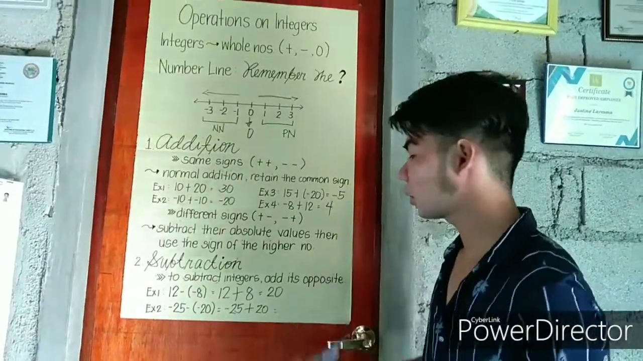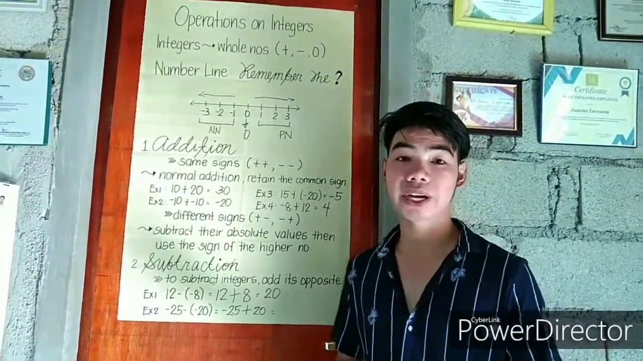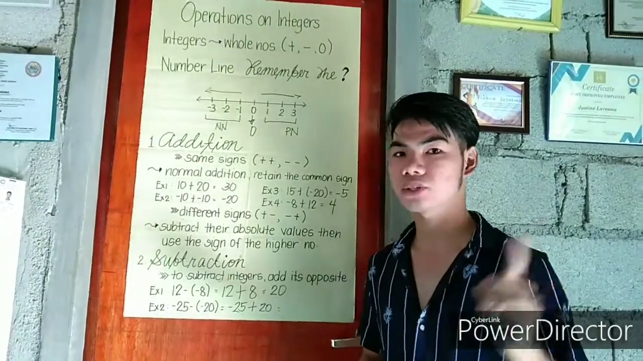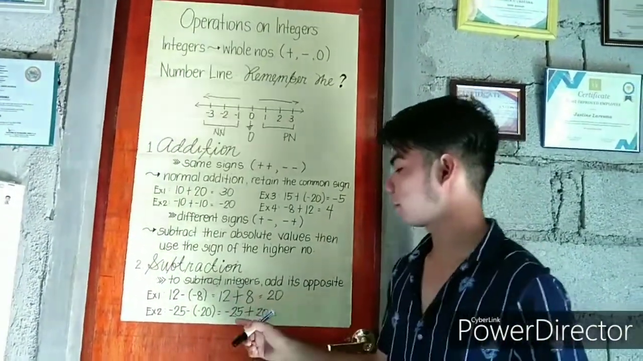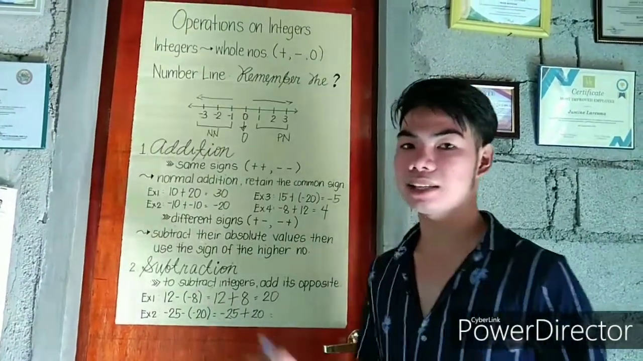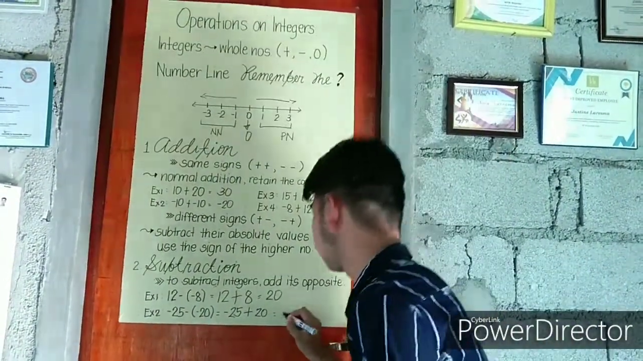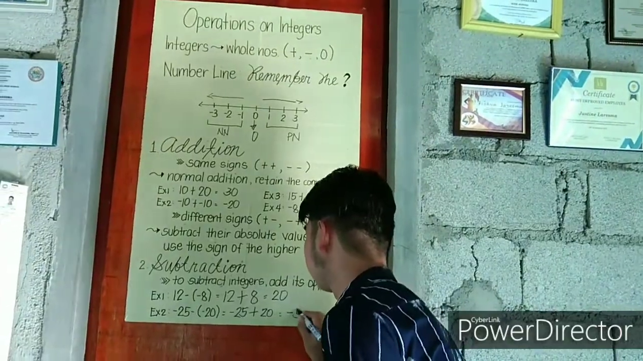The sign that we're going to use, is it positive or negative? Of course, that is negative because the higher number possesses the negative sign. So that is the sign that we're going to use here. So the answer here is negative 5.